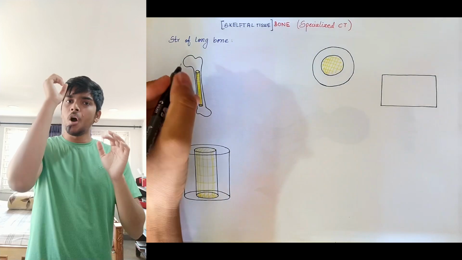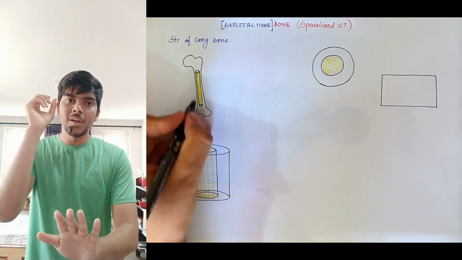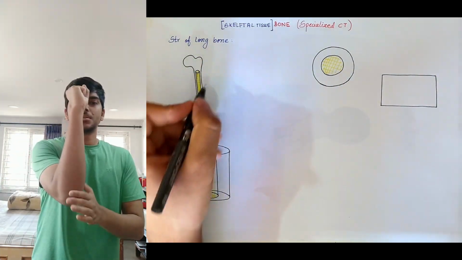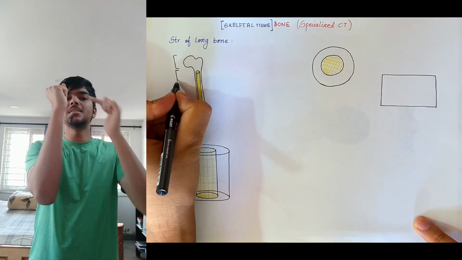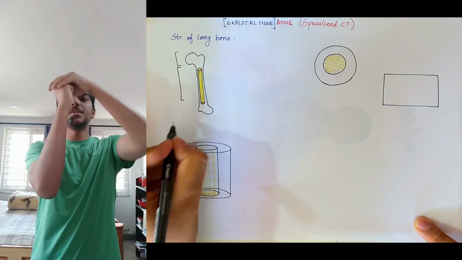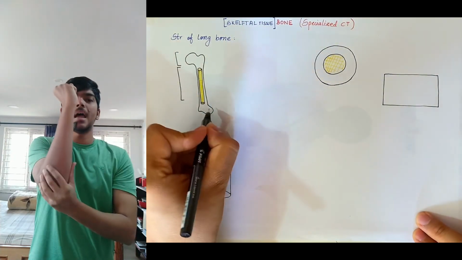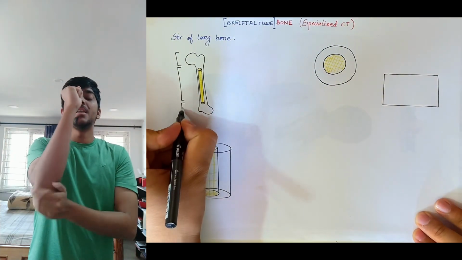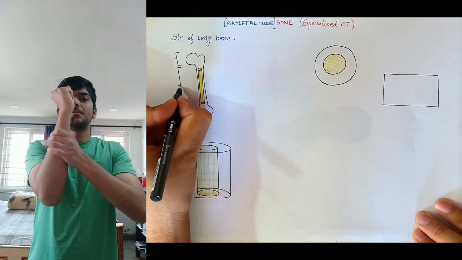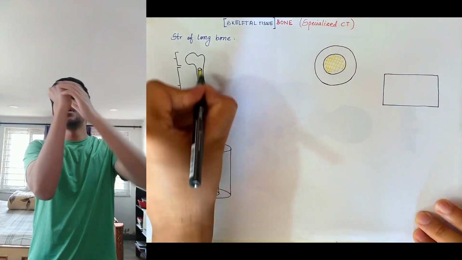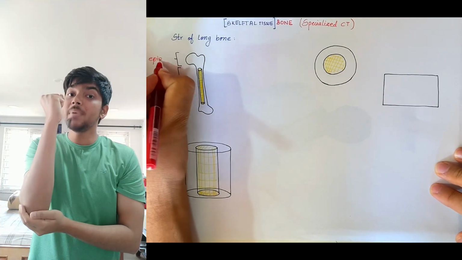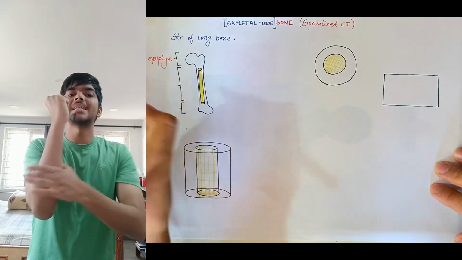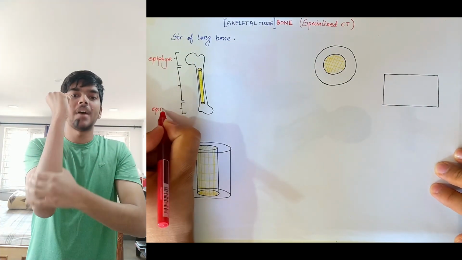So a typical long bone consists of two parts. Suppose this is your long bone. At the two ends of the long bone, there are knob-like structures, one at the top and the other at the bottom. In the middle, there is the shaft. The two knobs of the long bone are known as epiphysis, while the shaft in the middle is known as diaphysis.